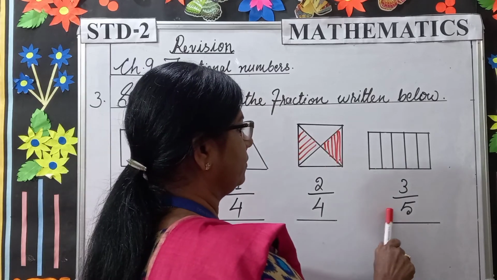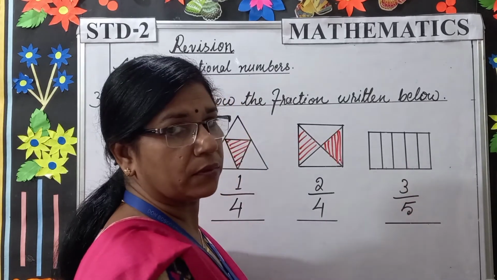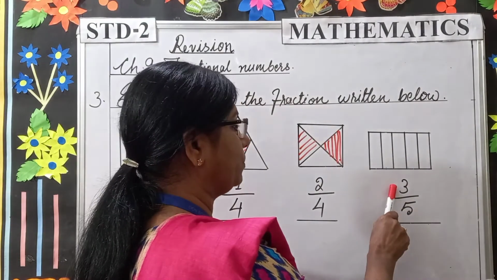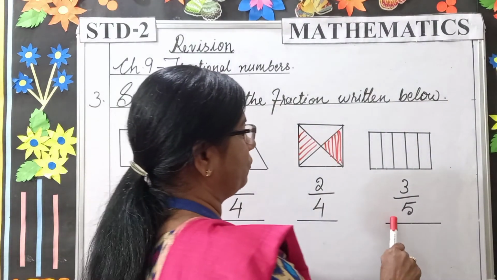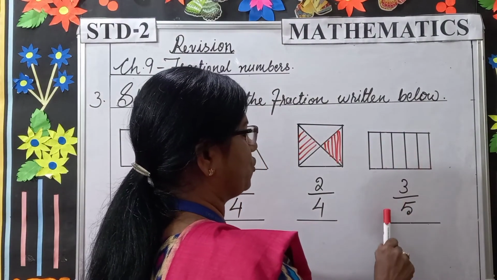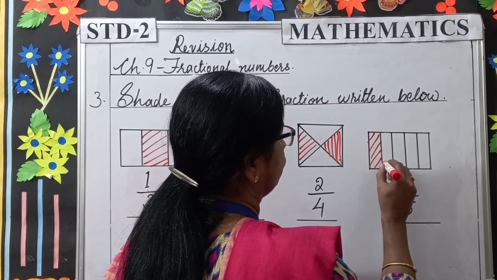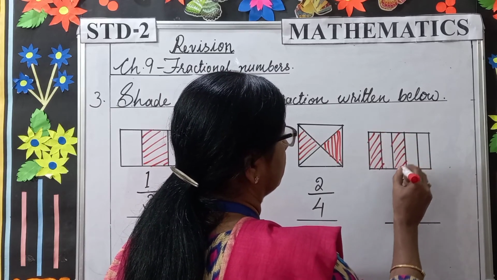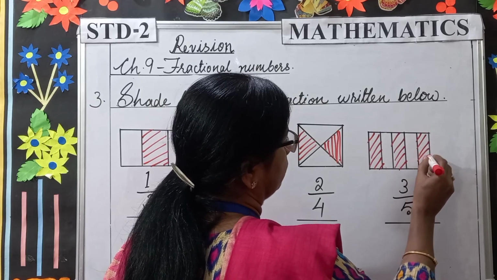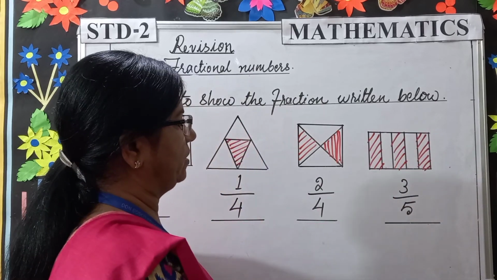Come on, next one. It is 3 by 5. So you have to shade how many portions? 3. Out of 5, 1, 2, 3, 4, 5, you have to shade 3. Let's do it. 1, 2, 3 portions you have shaded.